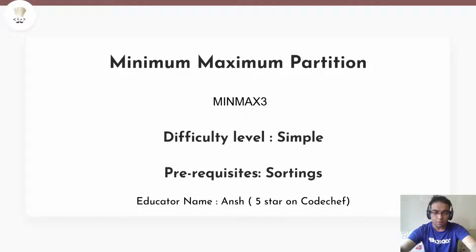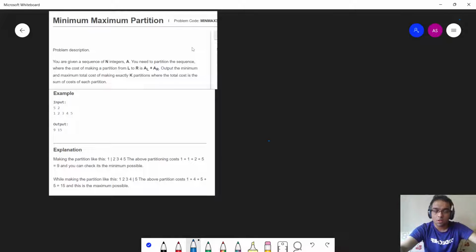Let's proceed to the problem statement. Okay, now let us try and understand the problem statement. So minimum maximum partition. You are given a sequence of n integers A. You need to partition the sequence where the cost of making a partition from L to R is nothing but the left element plus the right element. Output the minimum and maximum total cost of partitioning or making exactly k partitions, where the total cost is the sum of costs of each partition.